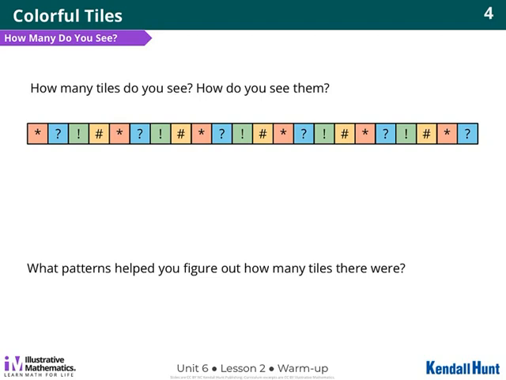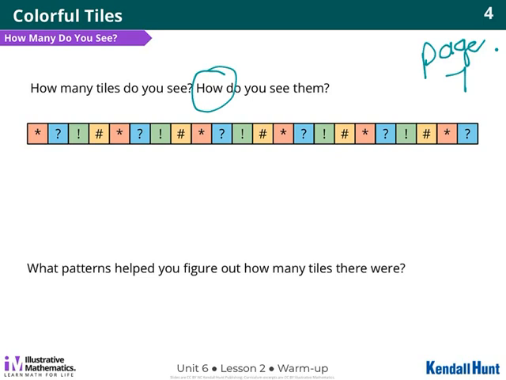All right, let's take a look in your math book. What page is this one? 7. So we're looking at page 7. And I want you to take a few minutes. How many tiles do you see? How do you see them? So raise your hand. How many tiles? First, just tell me how many tiles do you see?